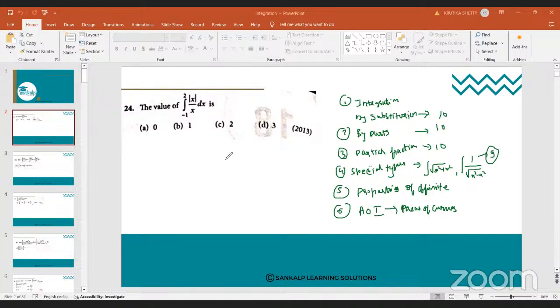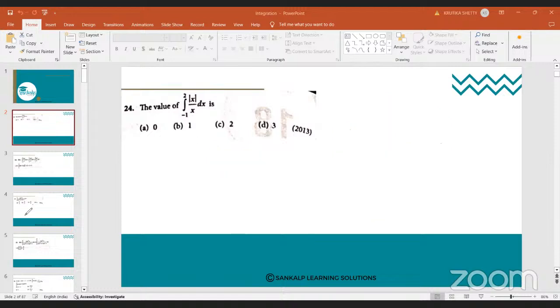It will fetch you 6, maximum 8 marks in the upcoming Karnataka CET 2024. So I have kept two classes for this, today and tomorrow. Both the days we will be discussing the examples based on integrals. One by one we will start our discussion.